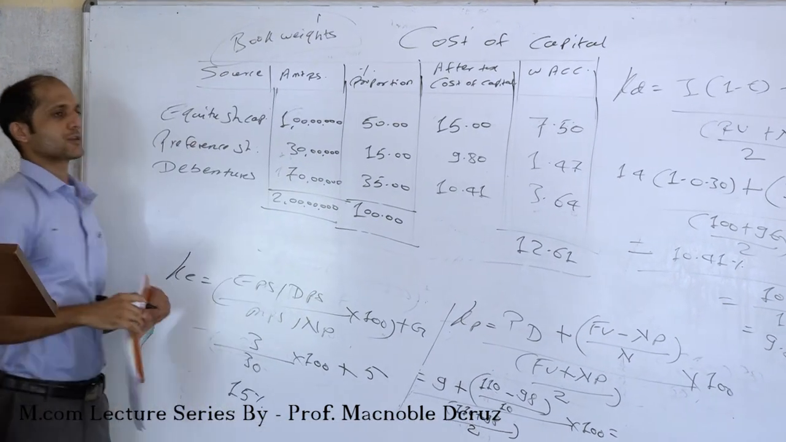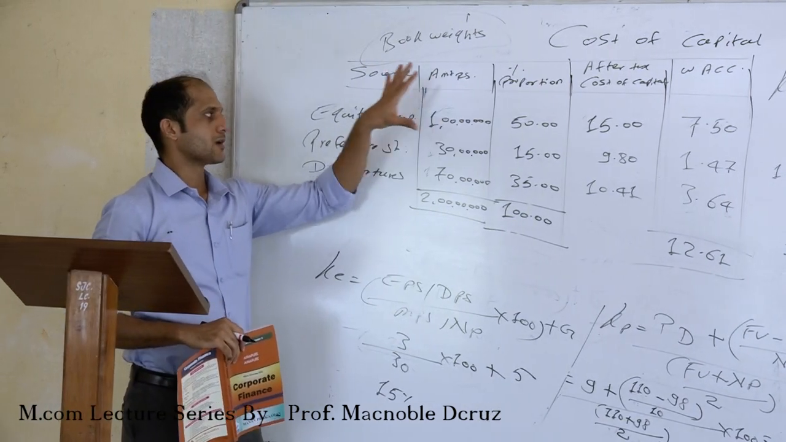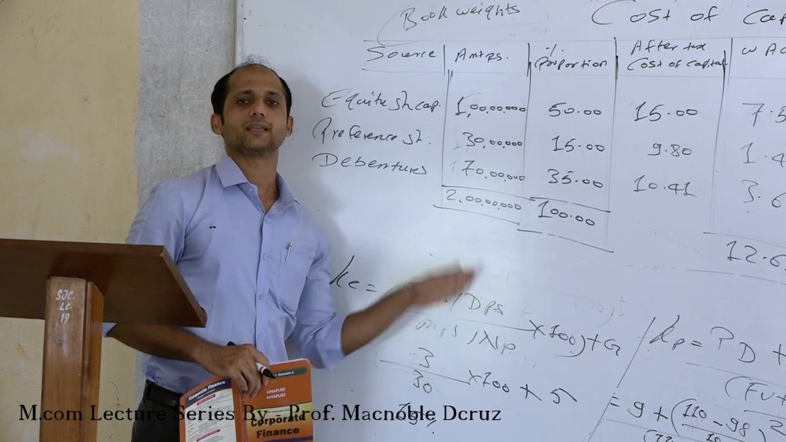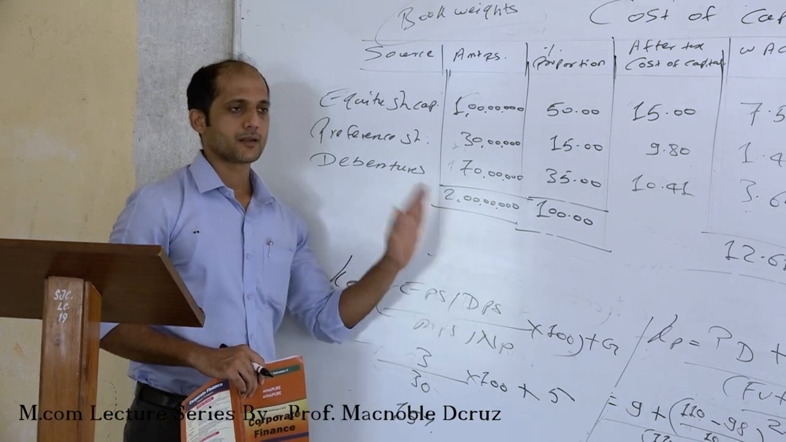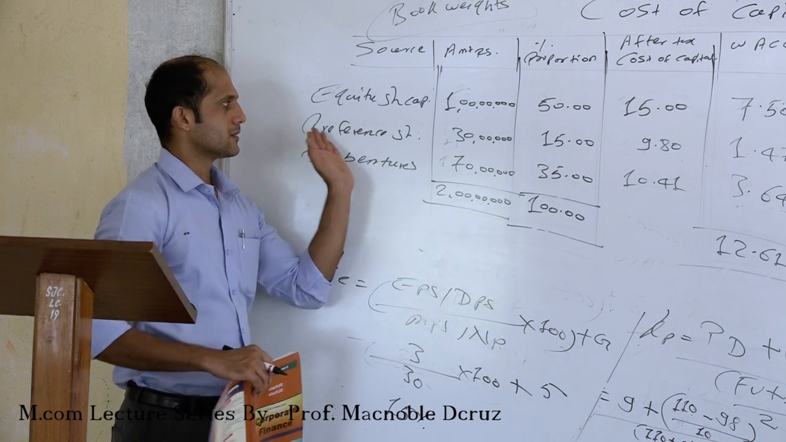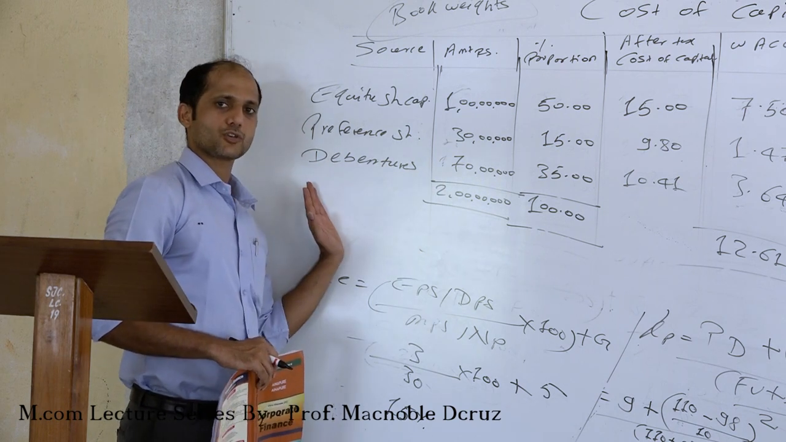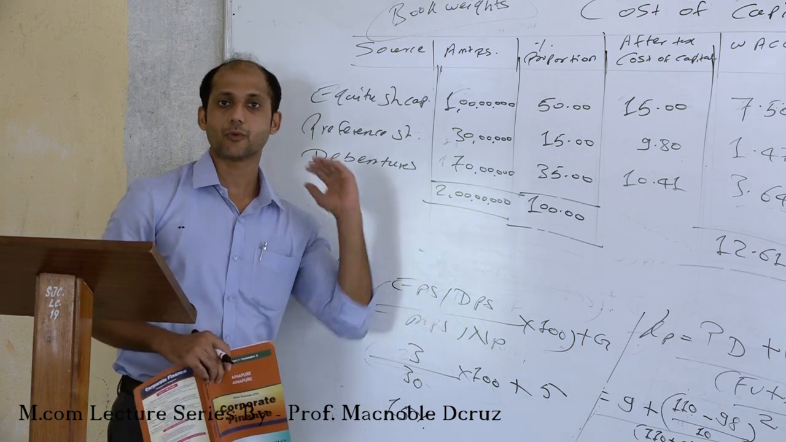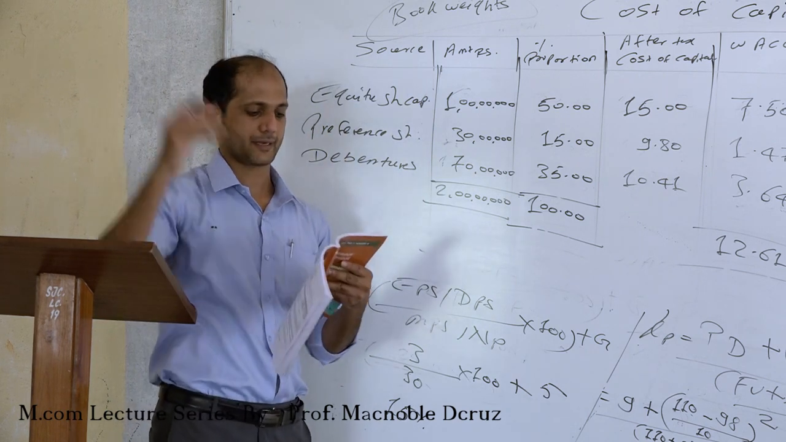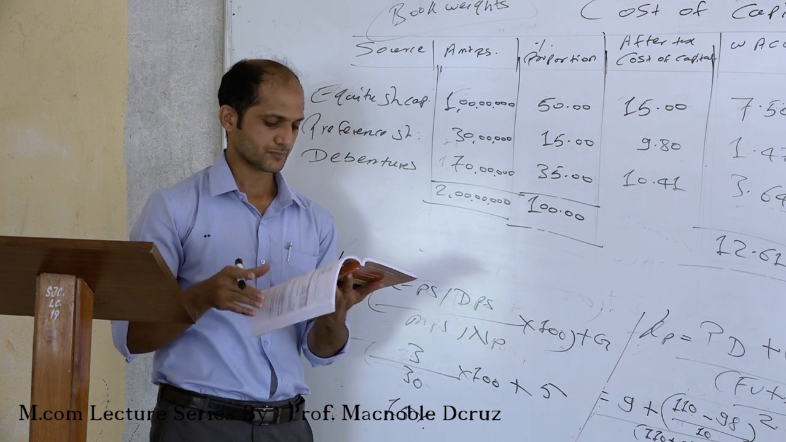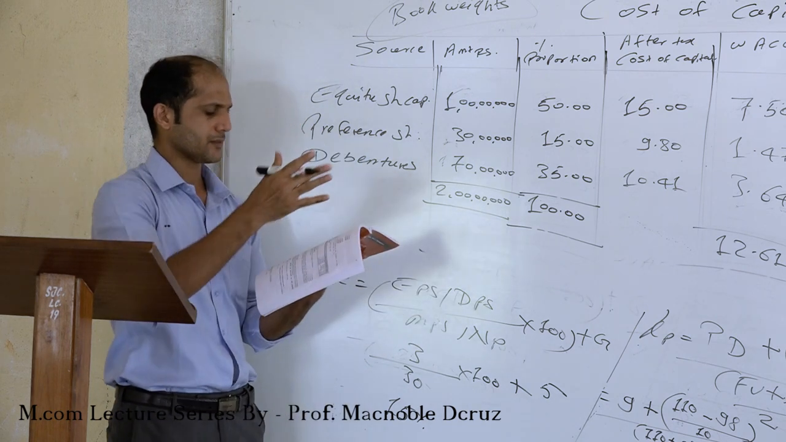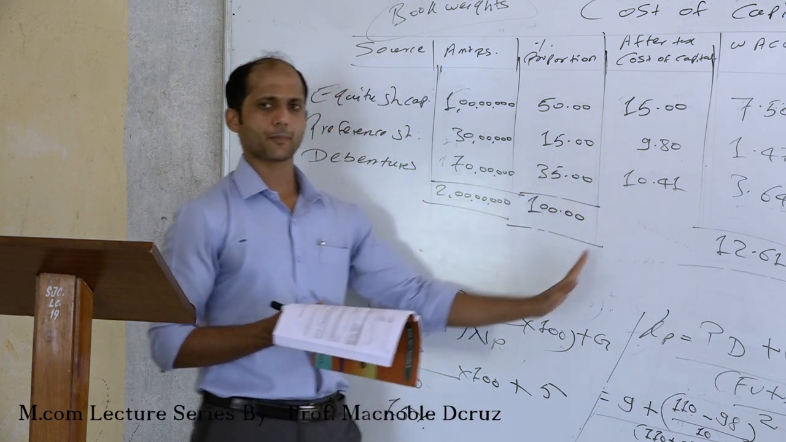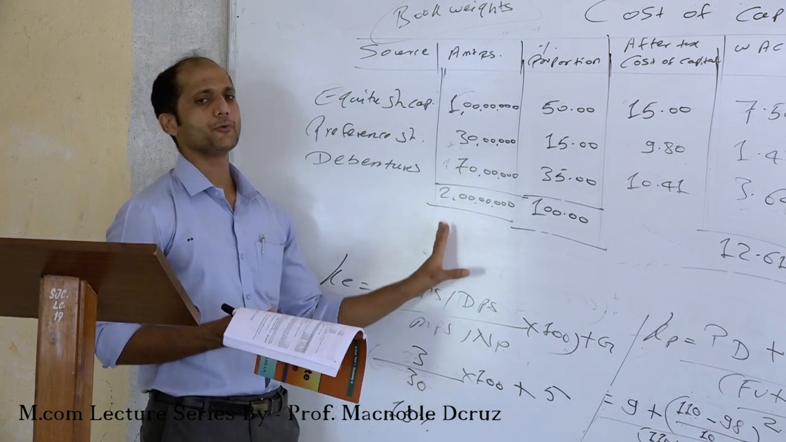Book weights means what, students? Book weight means the security value appeared in the financial statement of the company, that is the balance sheet. Now, the next part is calculation of cost of capital with the use of market value. Means the value of the securities in the capital market, and that is already given. So what will happen? This will remain same. Cost of capital will remain same, but the amount will change.